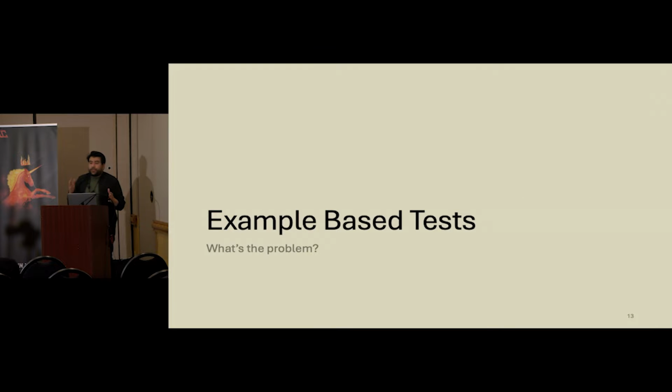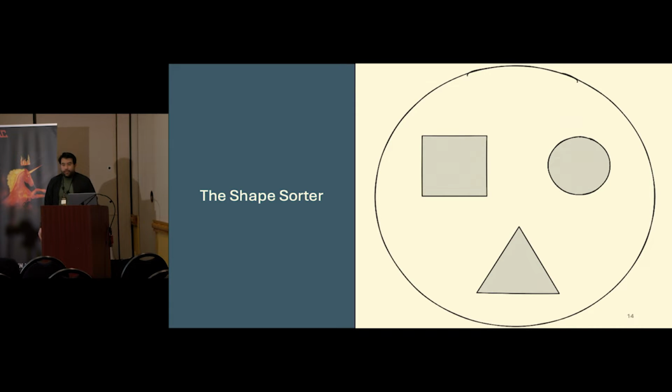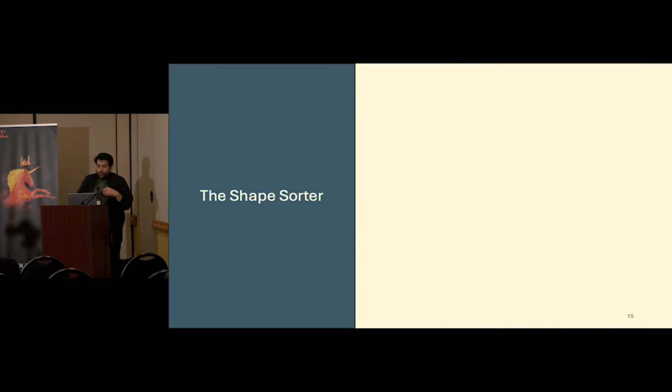So now that we've defined those two terms, let's look at example-based tests and some of the shortcomings with this approach. For this, let's look at our previous example of the shape sorter. Let's say I was the one designing this toy and I made it out to production. And I was the one designing the function that tests whether or not a shape goes into a slot, and I'm also the one writing the test for this. So how do I go about this?